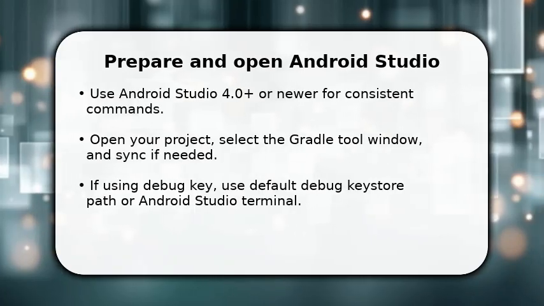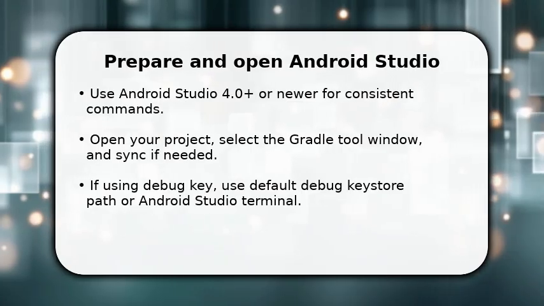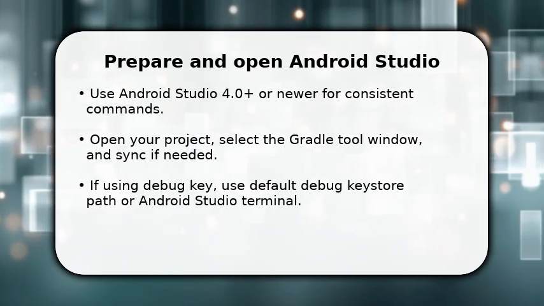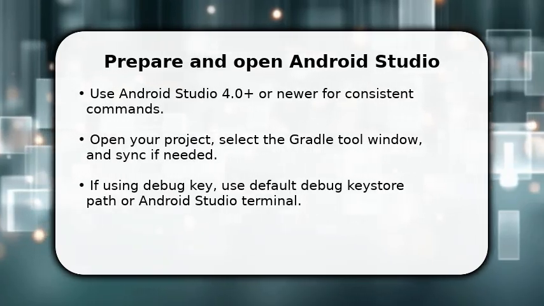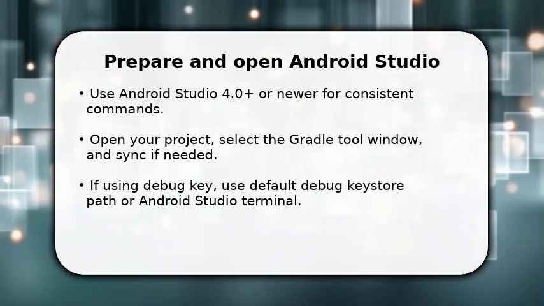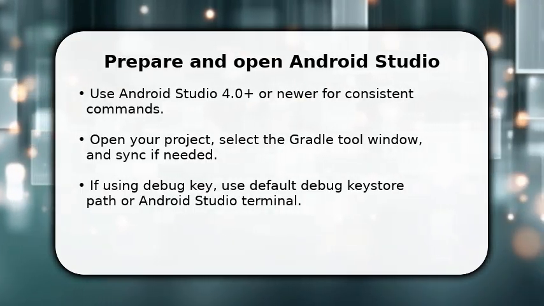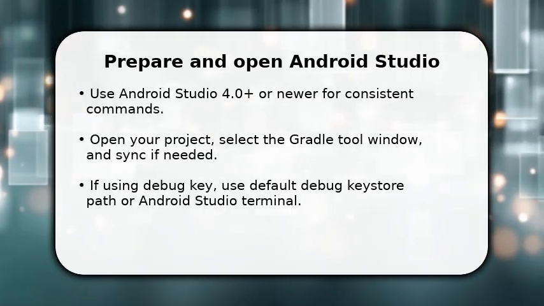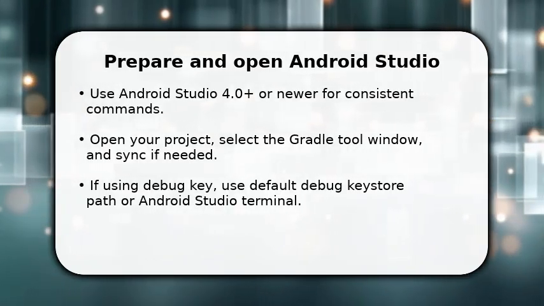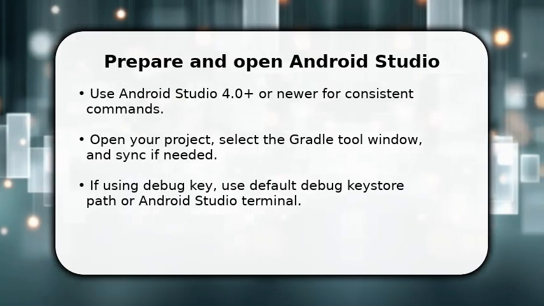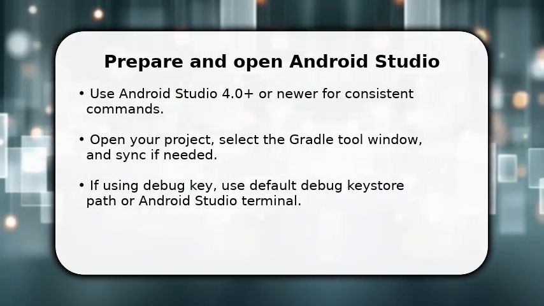You start by opening your project in Android Studio and ensuring Gradle is synced so commands work. Once open, choose the module with the signing config and show the Gradle panel. Make sure you know whether you need the debug or release SHA1 because the keystore path and alias differ. If you prefer a terminal, you can run KeyTool from the Android Studio integrated terminal. Otherwise, use the built-in signing report task next.